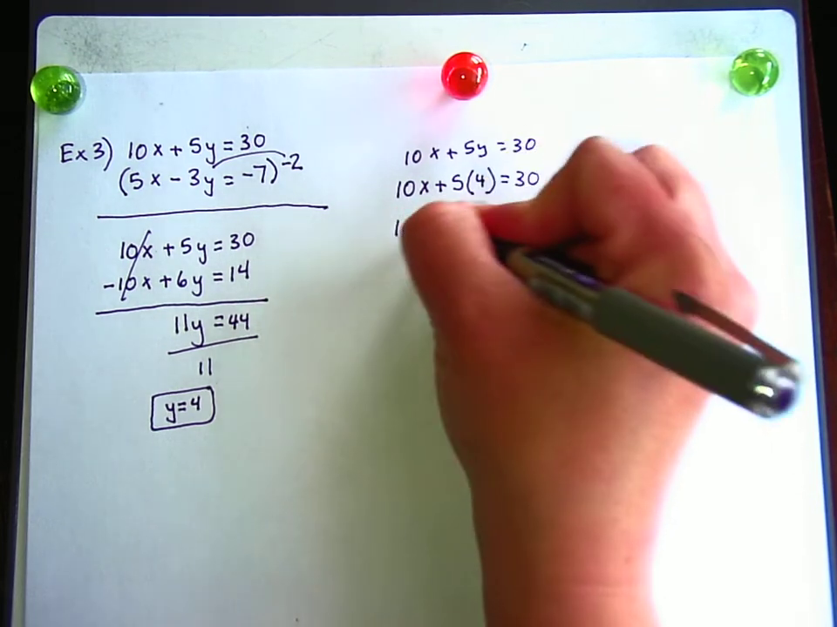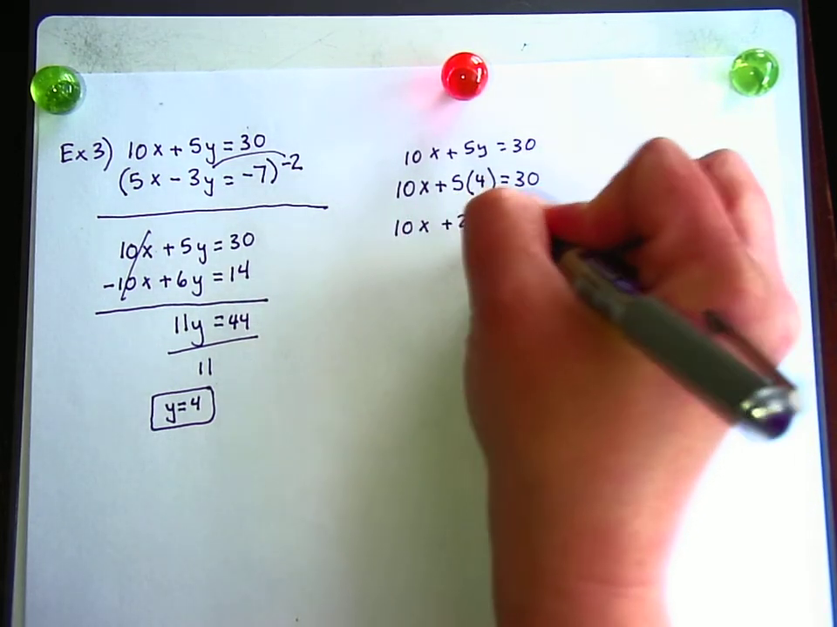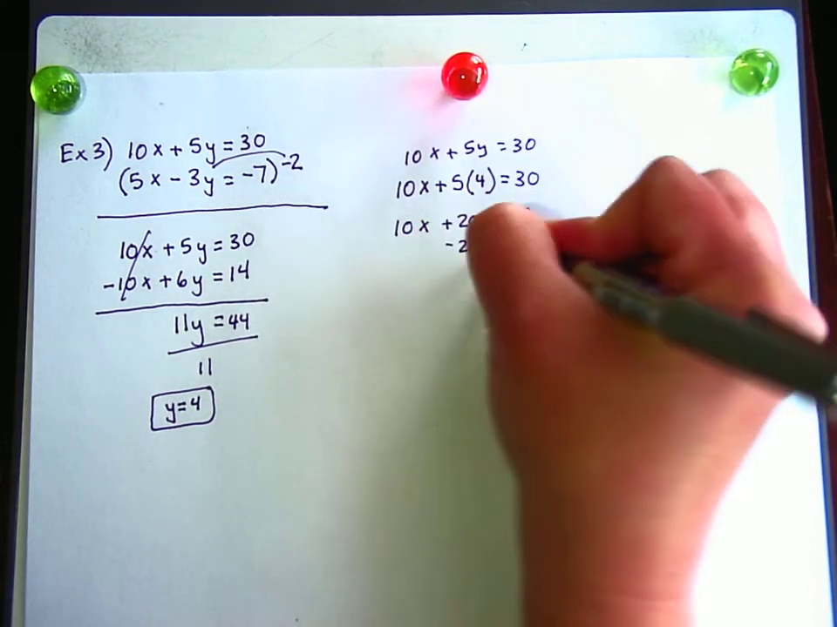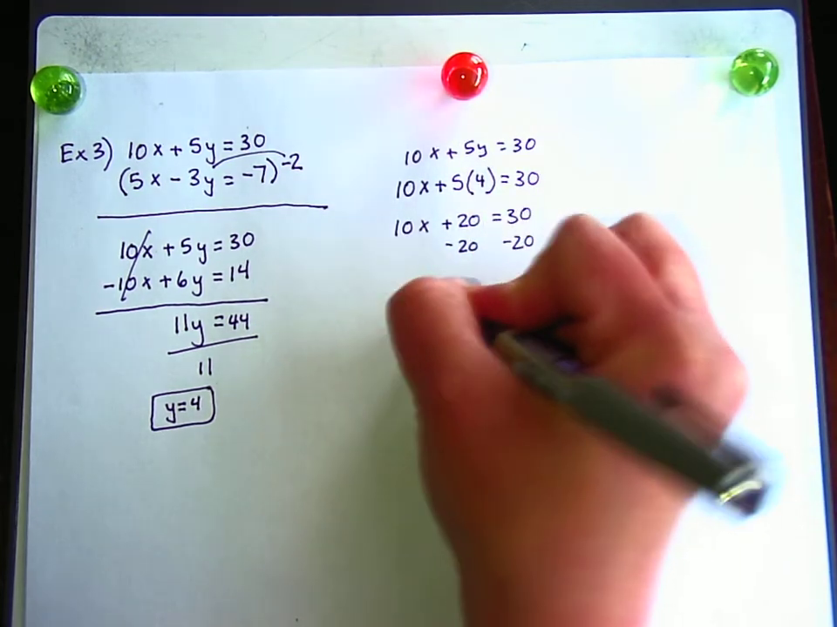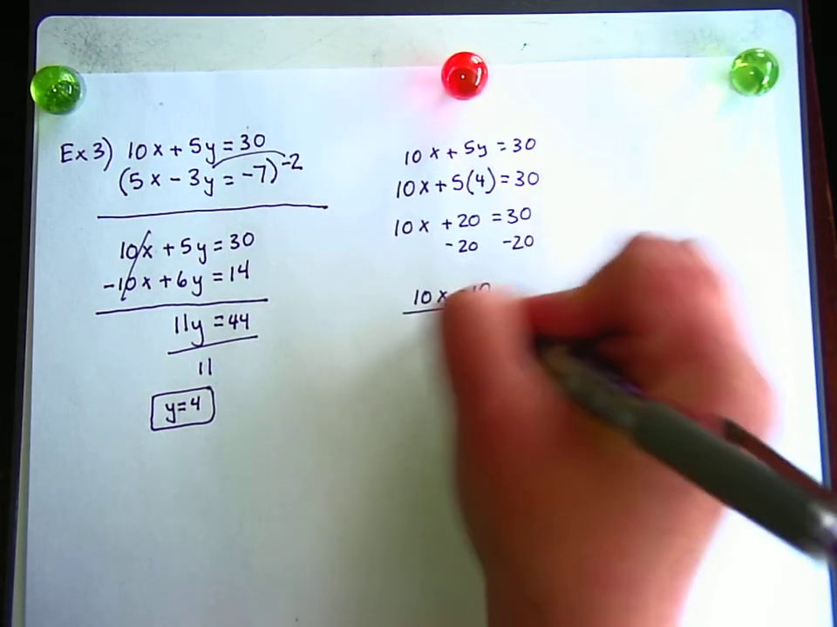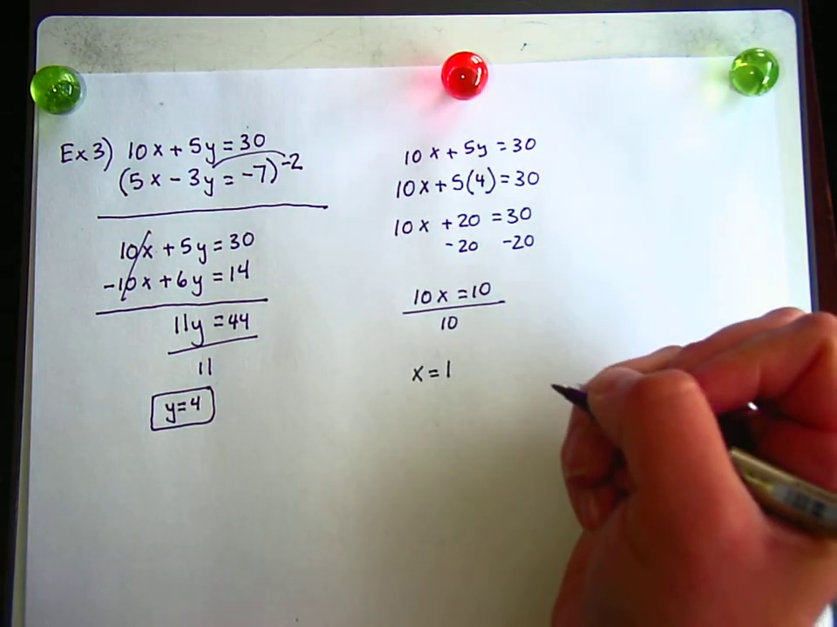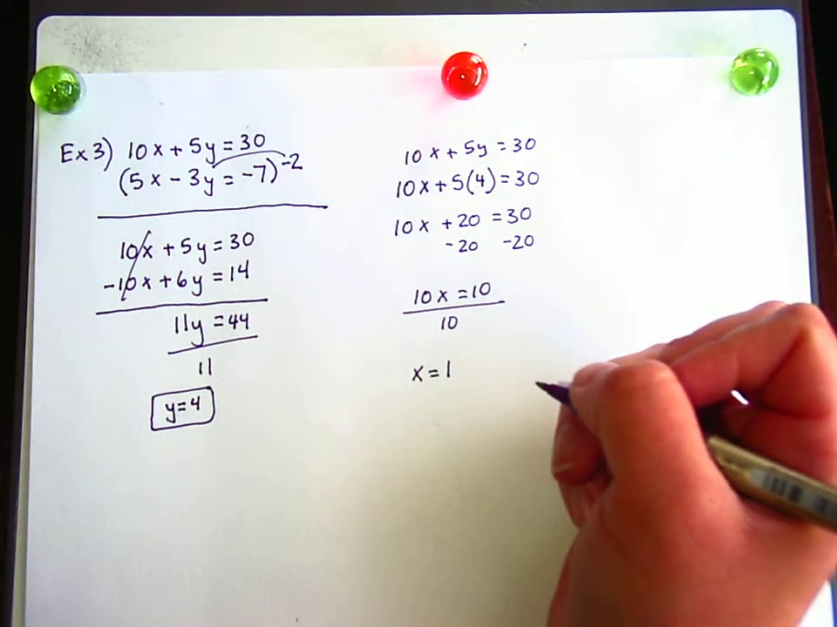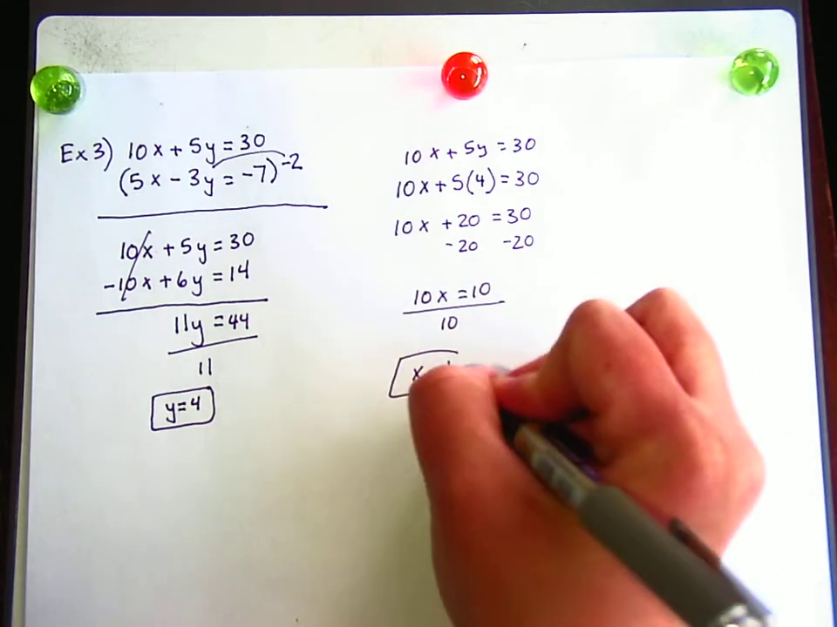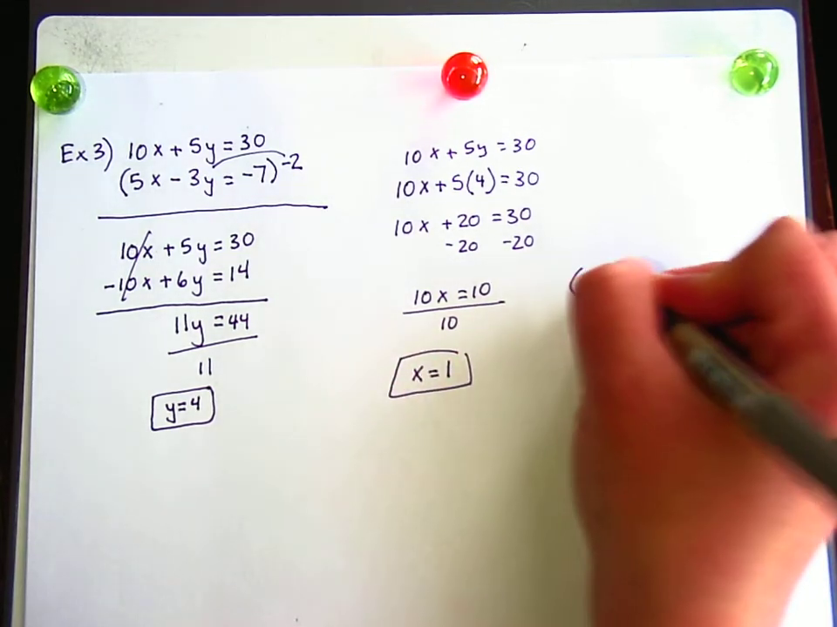So that's 10x plus 20 equals 30. And then if I subtract 20 on both sides, I get 10x equals 10. Divide by 10 on both sides, so now I get x equals 1. So my final answer is 1, 4.